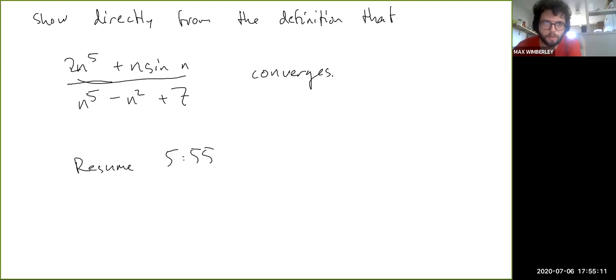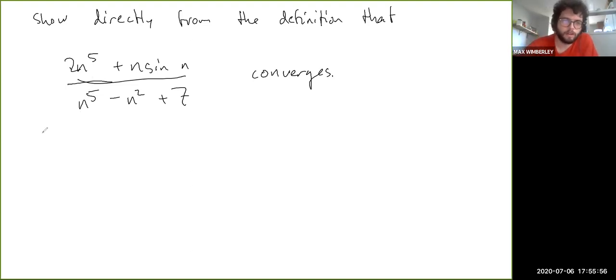All right, so let's look at this. The first order of business when dealing with a problem like this is determining what you think the limit should be. And fortunately, in this case, it's hopefully not too difficult to see that we should expect the limit to be 2, right? Because in the numerator, we have this n to the 5th term, and in the denominator, we have n to the 5th. In both cases, those are the dominant terms in the respective expressions. So it should be the ratio of those coefficients of the dominant terms that determines the limit.